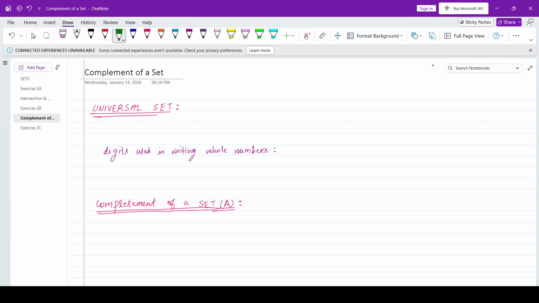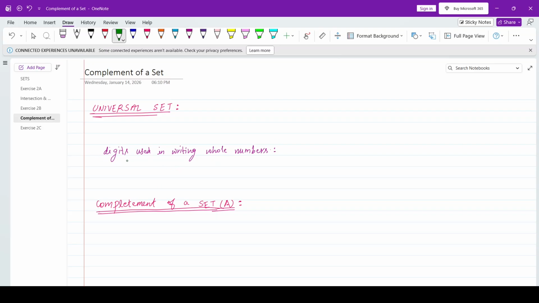So before studying complement, we need to know a concept about universal set. What is a universal set? Universal set is a set which contains all the elements of that type. So what do we mean?